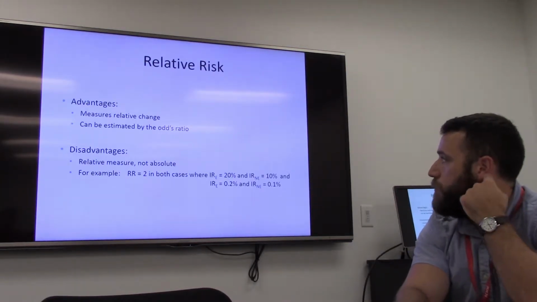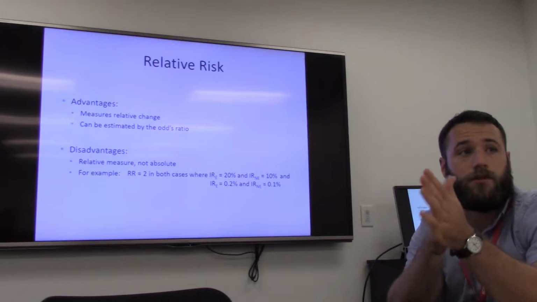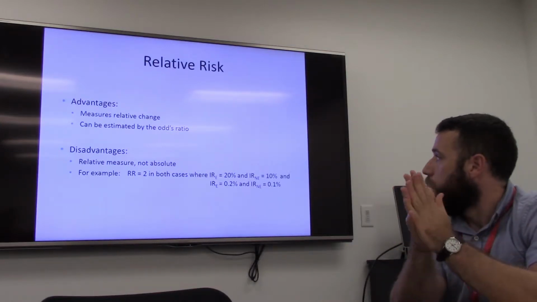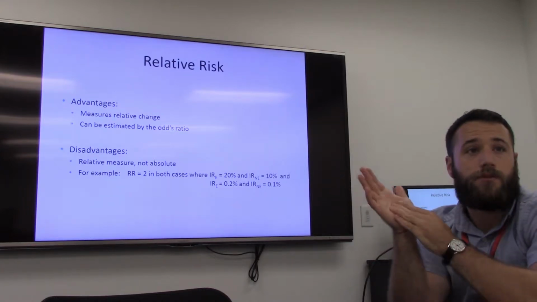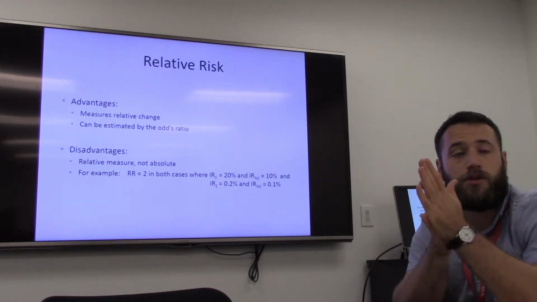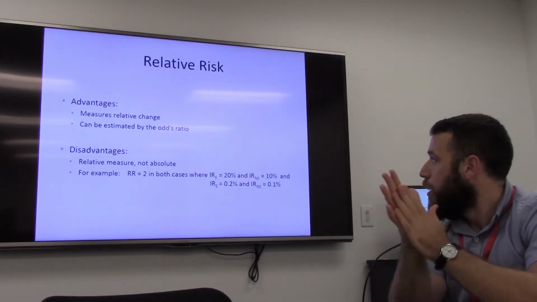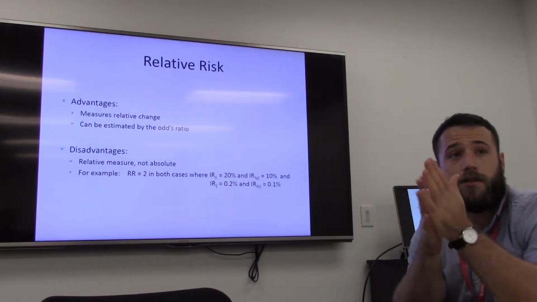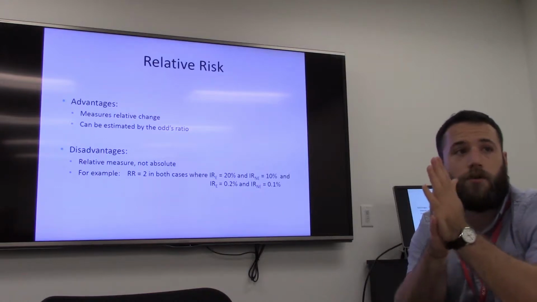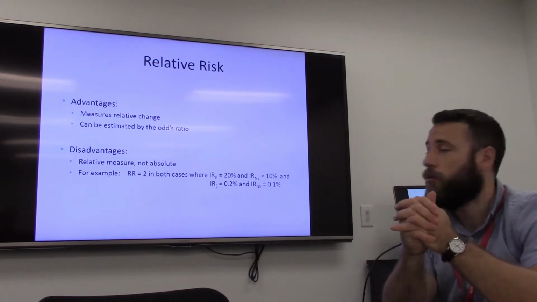So what's the advantage of doing a relative versus an absolute comparison? Relative risk is probably more frequently used than the absolute comparison, so it's more understood in the general literature. And what's also good about the relative risk is you can estimate it using an odds ratio if the prevalence of the disease is very, very low.